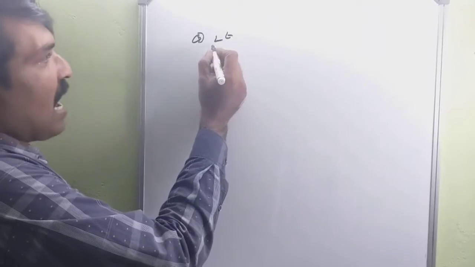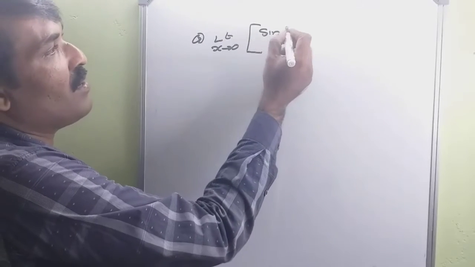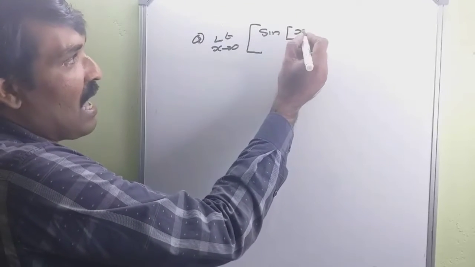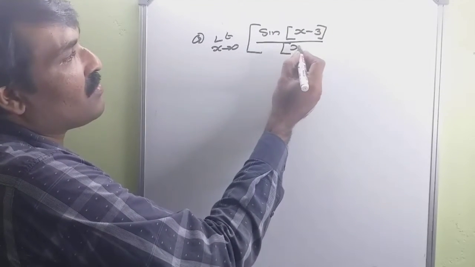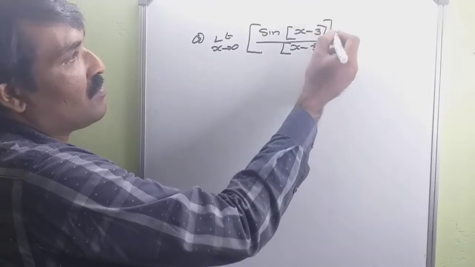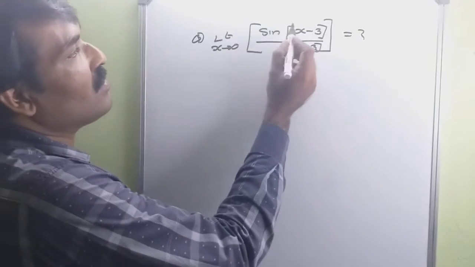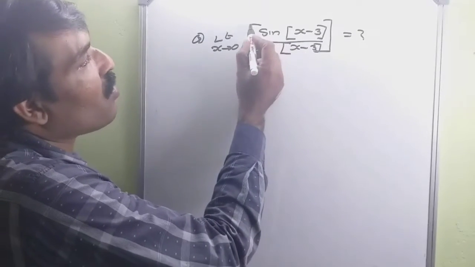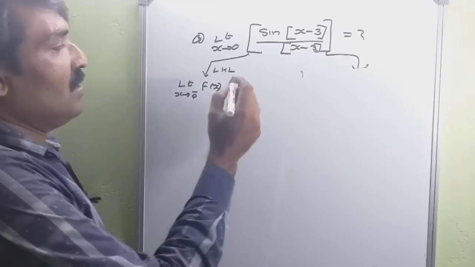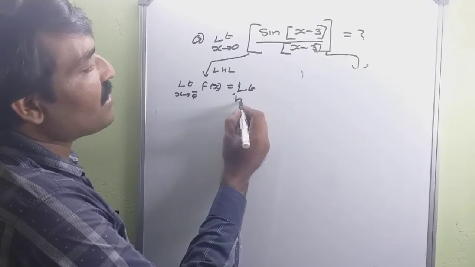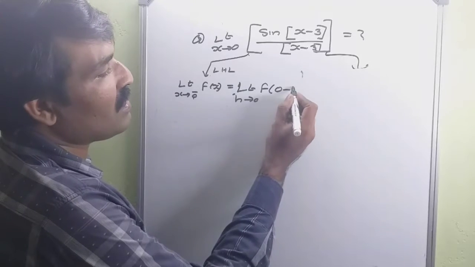Limit x tends to 0, greatest integer function of sine of greatest integer function of x minus 3 divided by greatest integer function of x minus 3 is equal to question. Okay. So the function is the sine of the greatest integer function and the whole greatest integer function. Now our left hand limit is equal to limit h tends to 0 f of a minus h. Here a is 0, so 0 minus h.